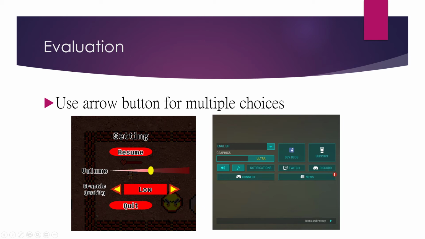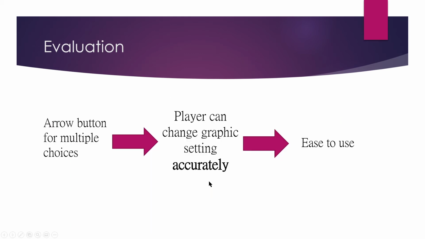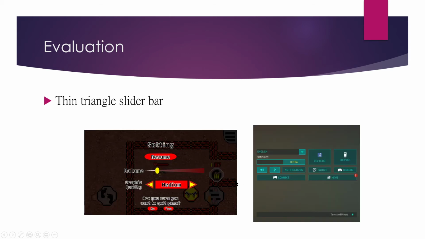While using arrow button, on the other hand, allows players to accurately change the graphic setting instead of worrying about their fingers shaking when dragging the sliding bar. And therefore, if there are multiple choices on the setting menu, try to use arrow button because it allows players to change the setting accurately, which makes it easier for players to use.